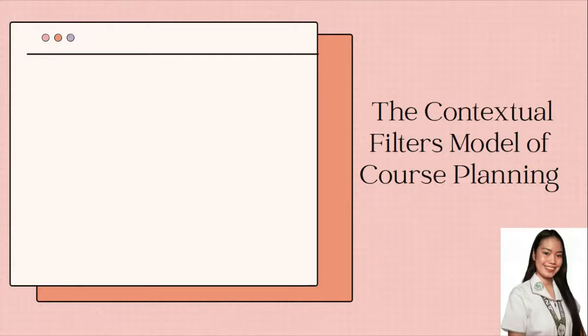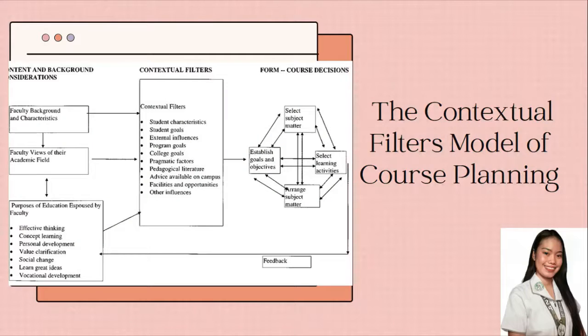Now, let's examine the contextual filters model of course planning. Now, let's take a look at the diagram. So, as I've said, they are divided into three parts: the content, contextual, and the form. So, under the content, we have faculty background and characteristics, faculty views of their academic field, and the purposes of education, such as effective thinking, concept learning, personal development, value clarification, social change, learn great ideas, and vocational development.